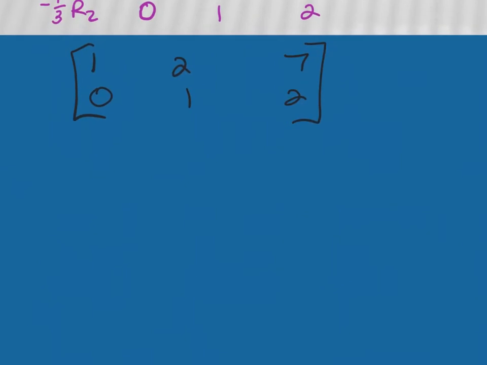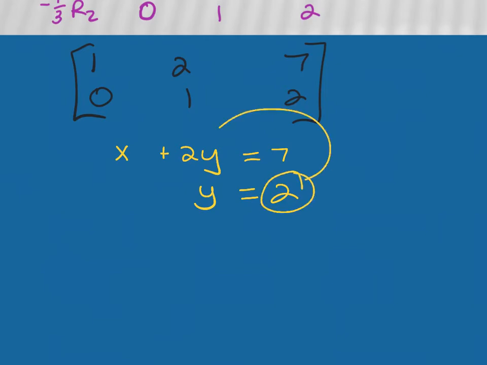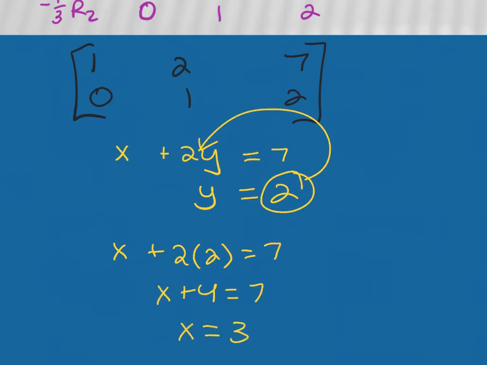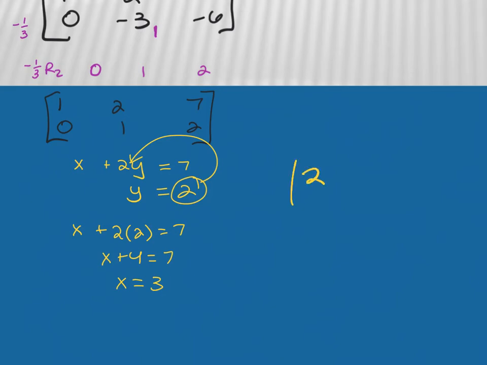I have my diagonal of 1s and then the 0 below it. So from here I get x plus 2y equals 7 and y equals 2. Take the 2, plug it in here, x plus 2 times 2 equals 7, x plus 4 equals 7, and x equals 3. And my solution is 3, 2.